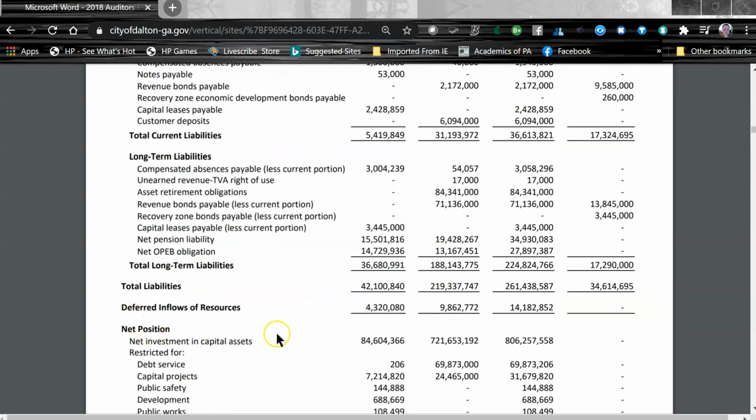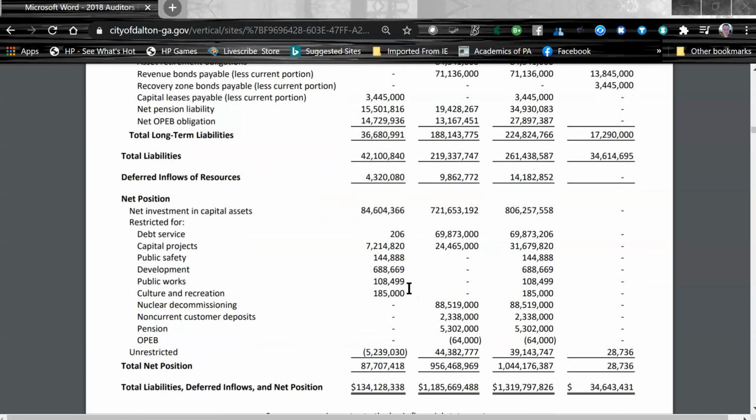And then you've got deferred inflows, which behave a lot like liabilities, but they're not liabilities. So that's why we report them separately. This is government-wide, so we don't see fund. What we see is net position.